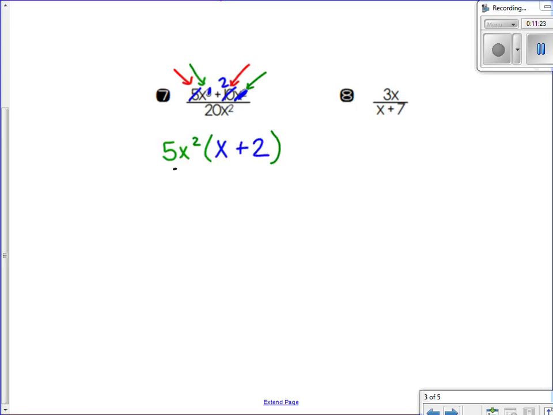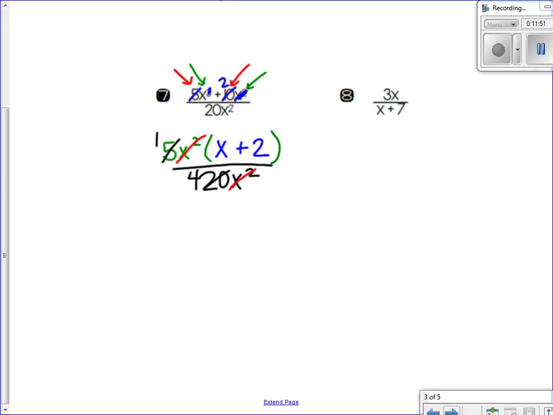Now I have to see, can I reduce anything with what's on the bottom, that 20x squared? Well, 5 over 20 will definitely reduce. I could divide this by 5 and get 1, and divide this by 5 and get 4. Now look what we got on top. I got x squared on top and I got x squared on the bottom. If you've got the same on top as you do on bottom, they cancel each other out as well.